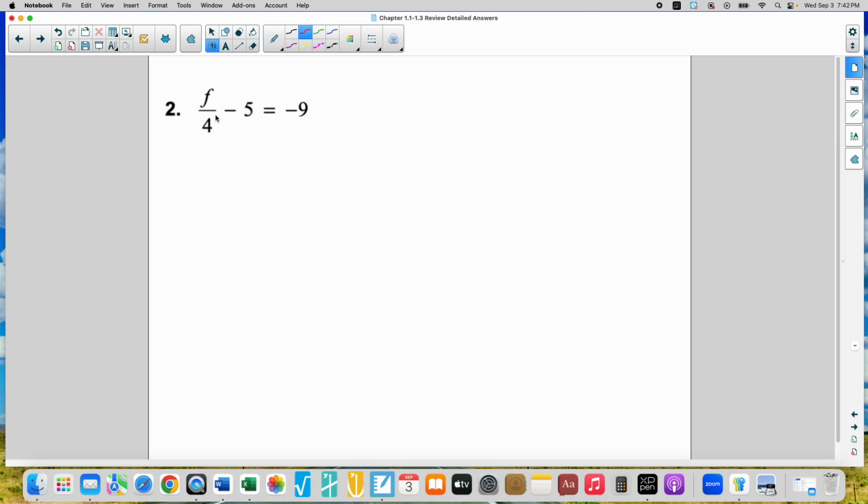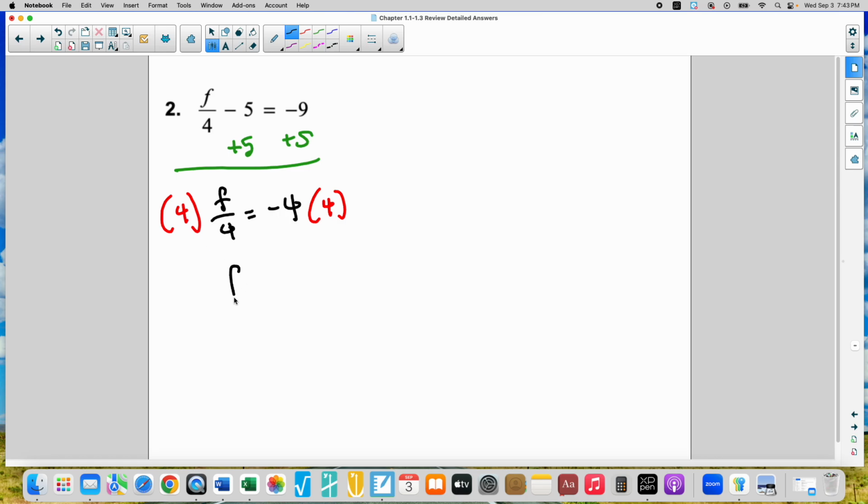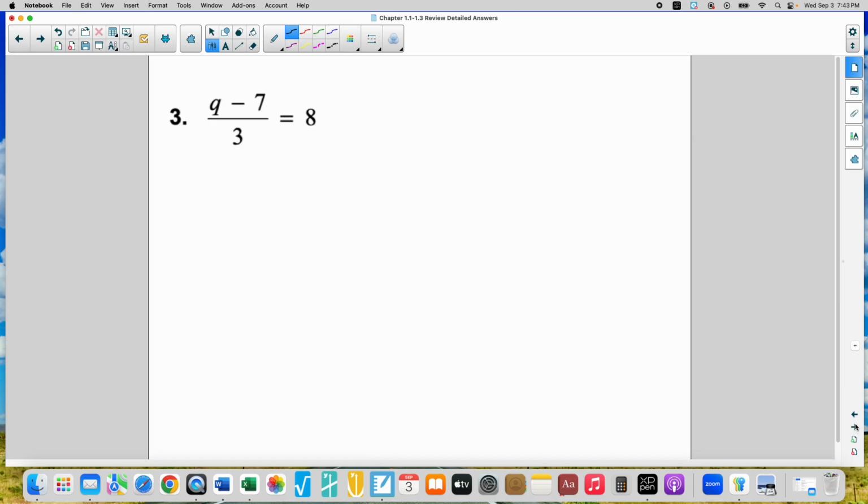All right. What are the two things happening? 5 is being subtracted. f is being divided by 4. So let's get rid of the subtracting 5 by adding 5. We're left with f over 4 equals negative 9 plus 5, which is negative 4. What is the inverse of dividing by 4? Multiplying by 4. The 4 in the denominator cancels with the 4 in the numerator, leaving us with f. Negative 4 times 4 is negative 16, and that would be our answer.